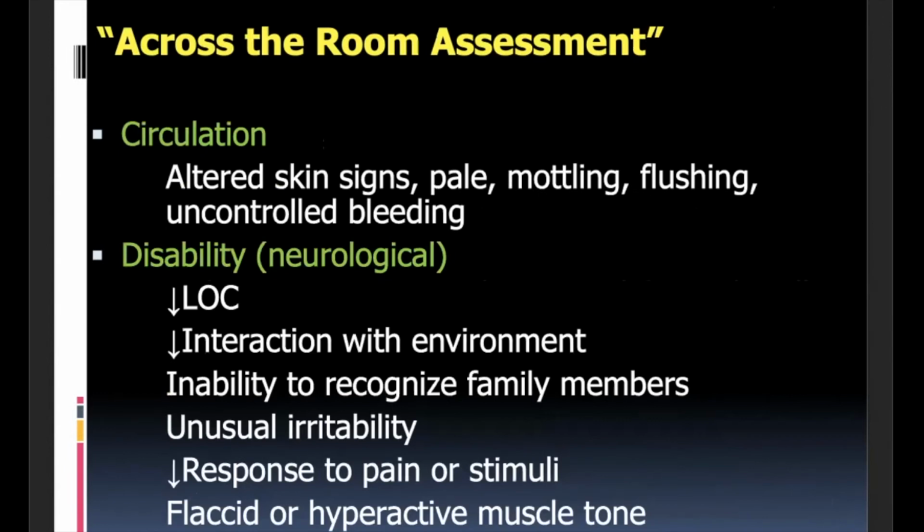In terms of circulation, what are the things that we're going to assess? The altered skin signs: pallor, mottling, flushing, and uncontrolled bleeding. As with your airway and breathing, we need to look, listen, and feel for the signs of poor perfusion. Usually, patients who have problems with circulation have cool and moist extremities.